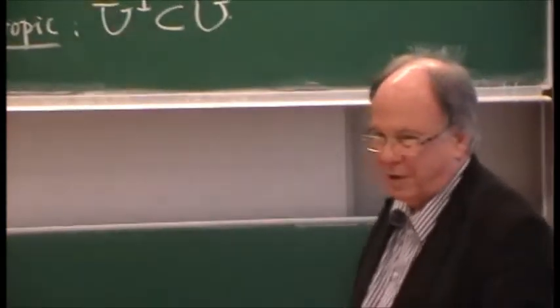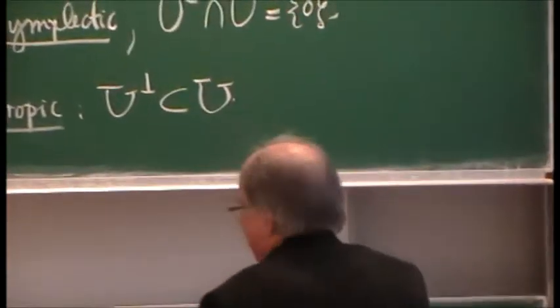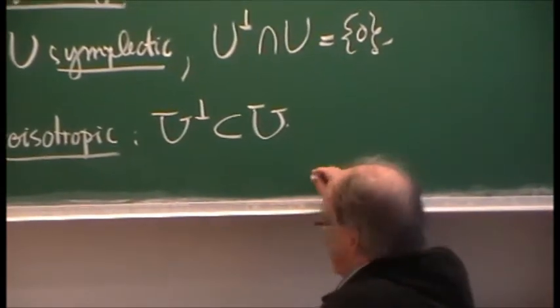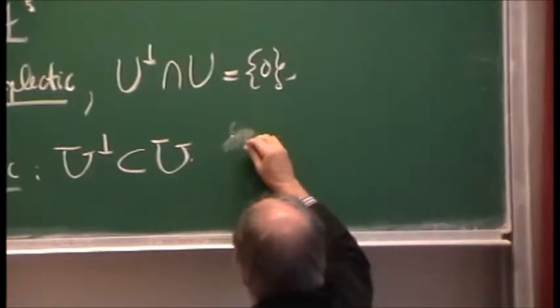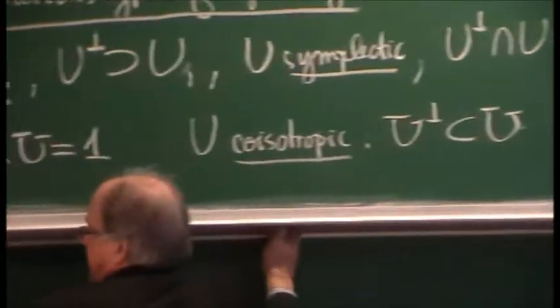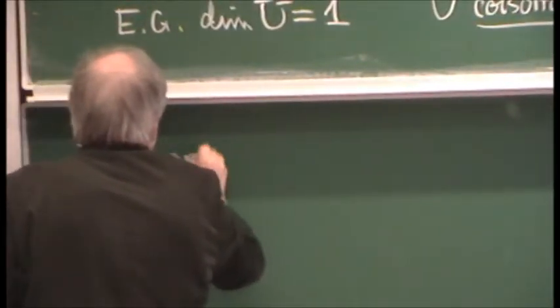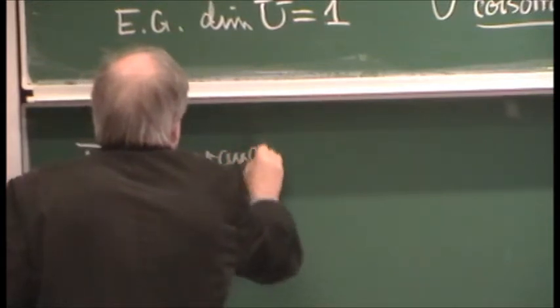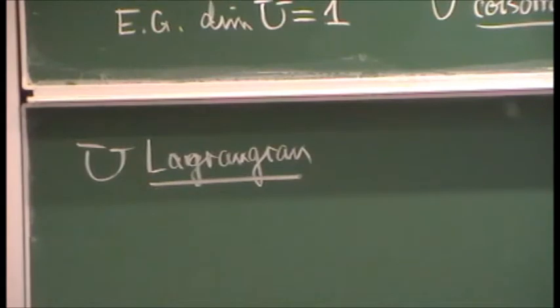That's really weird. The orthogonal complement of something is contained in it. And the last one, which is very important for many considerations, is U Lagrangian. So U Lagrangian, let's go on down here. These are special, very important things.